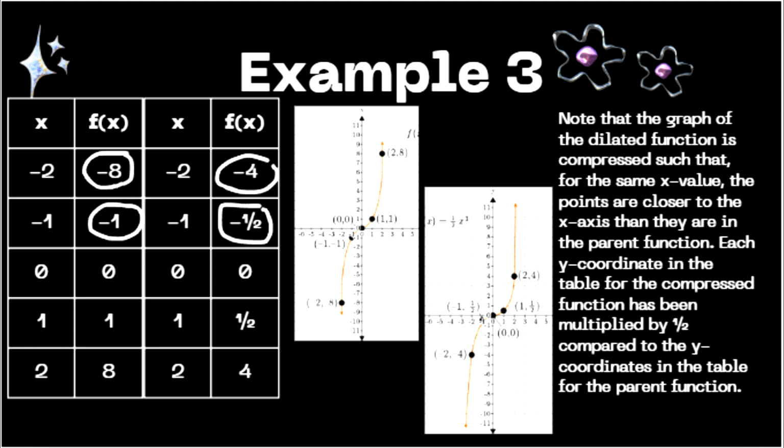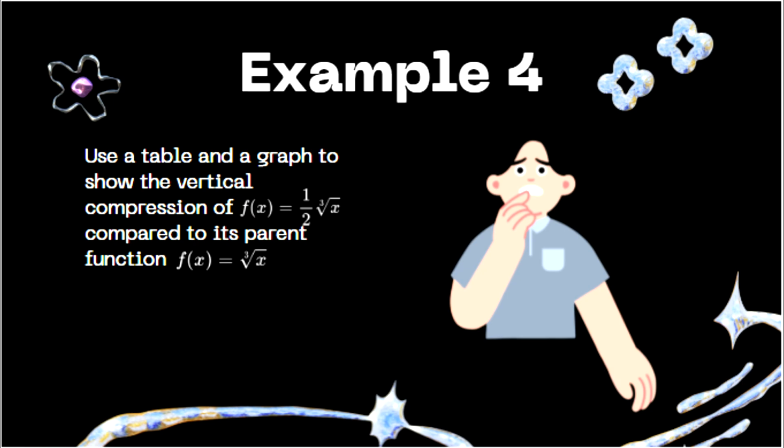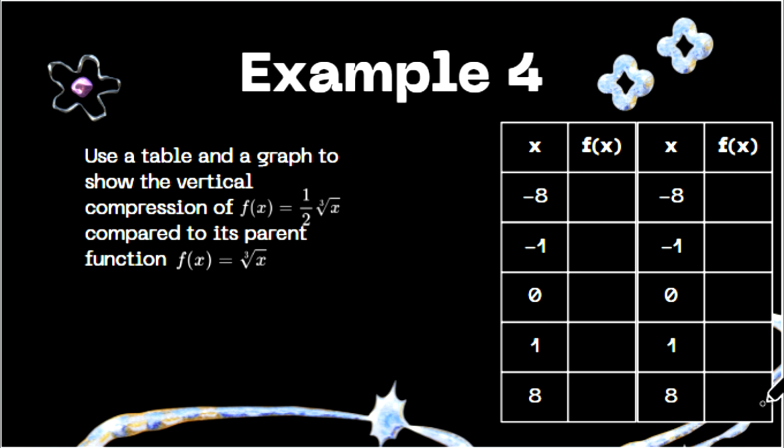Okay. Here's example number 4, and oh my gosh, why are we still doing algebra? Use a table and a graph to show the vertical compression of f of x is equal to 1/2 times the cube root of x compared to its parent function, f of x is equal to the cube root of x. Because we have this fraction right here, we know that it's a compression. Fractions or decimals mean we're sitting on it, we're squashing it, we're making it fatter. Okay? So we have our two tables here.